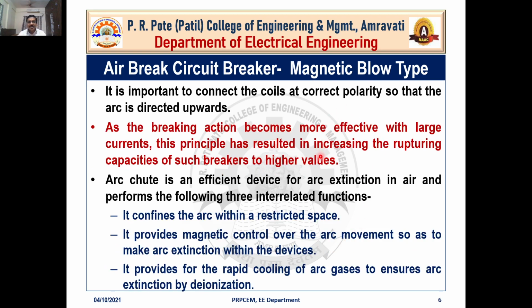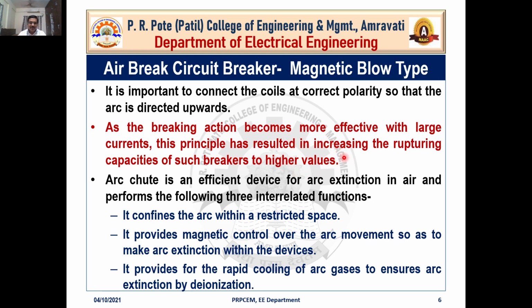In this air brake circuit breaker, the arrangement you need to make is that you connect these coils with correct polarity so that the arc will be directed in the upward direction. This braking action becomes more effective if there is a large magnitude of current in the fault, and this principle has increased the rupturing capacity of a circuit breaker to a higher value. So you can use this circuit breaker for higher voltage applications also.